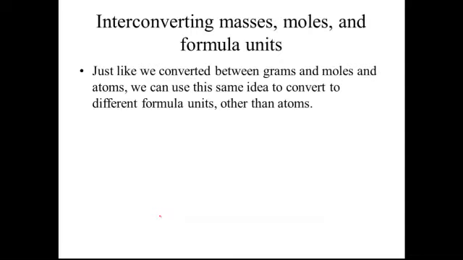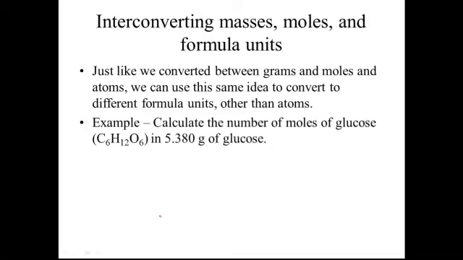Now, how do we do these conversions? Just like before, when we converted between the moles and the particles, we used the 6.02 times 10 to the 23rd. Now we're going to be using the molar mass, and we're going to be using the grams to get the different masses of our compounds. So calculate the number of moles of glucose in 5.380 grams of glucose.